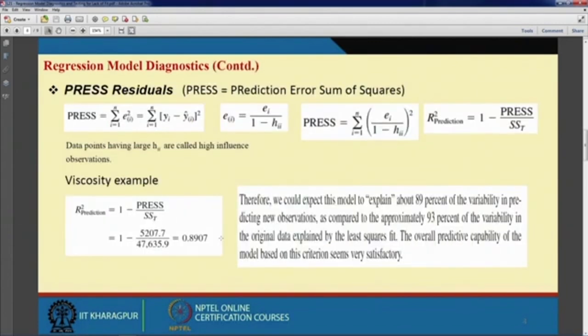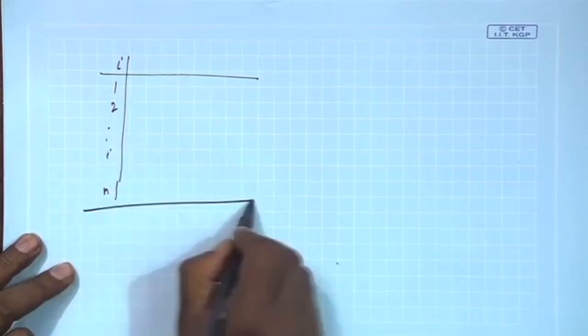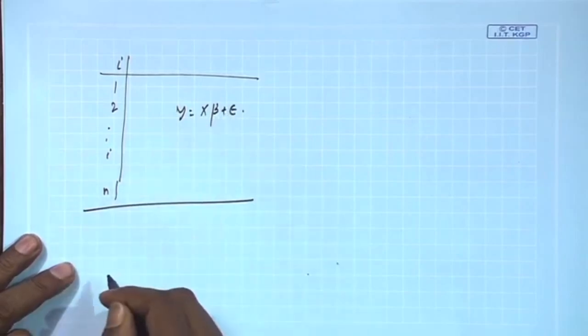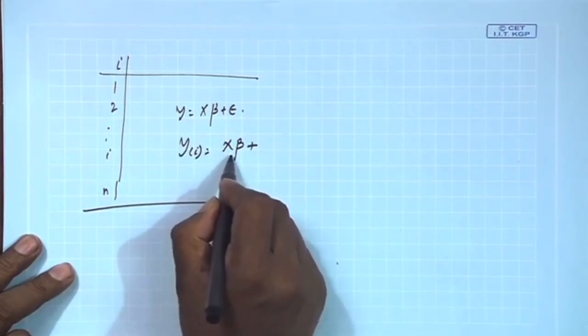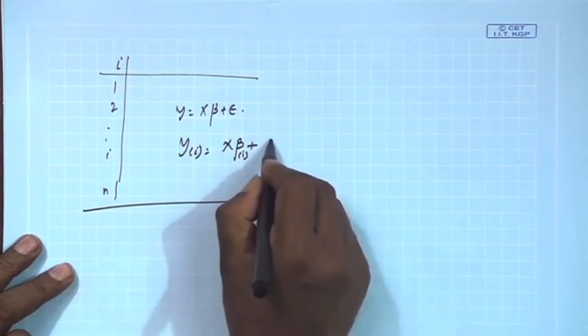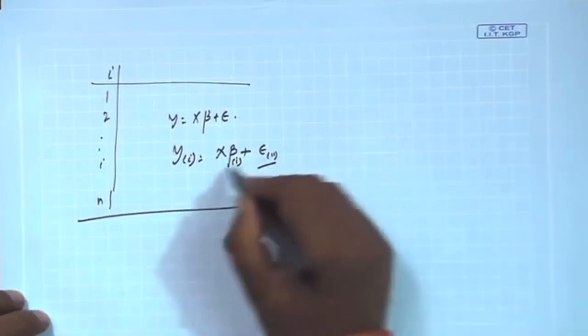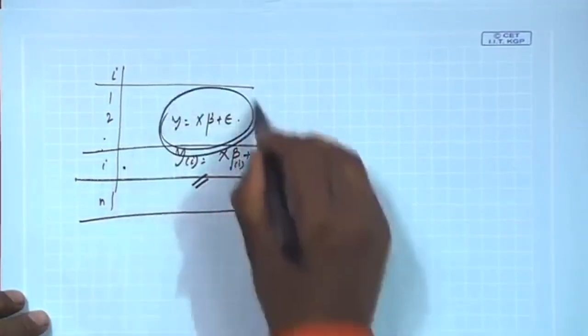Now, we will come to another very important one, the PRESS statistic or PRESS residual. PRESS stands for prediction error sum of squares. What is the procedure here? You have i = 1, 2, ..., n observations and you fitted a model y = X beta + epsilon. Instead of this, you do one thing: you fit a model y_(i) = X_(i) beta + epsilon_(i), something like this. What I mean to say is, you remove the ith observation while fitting this model.